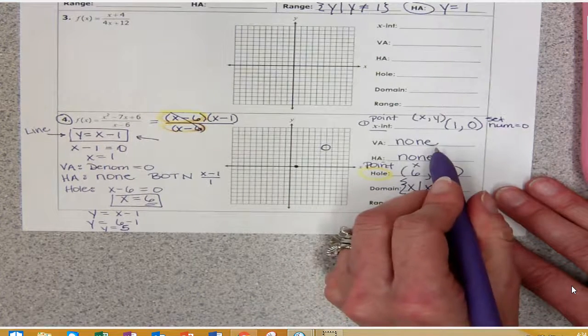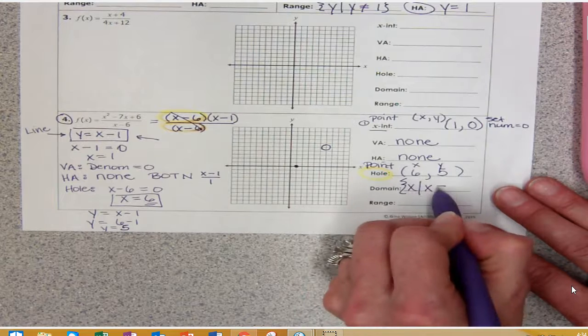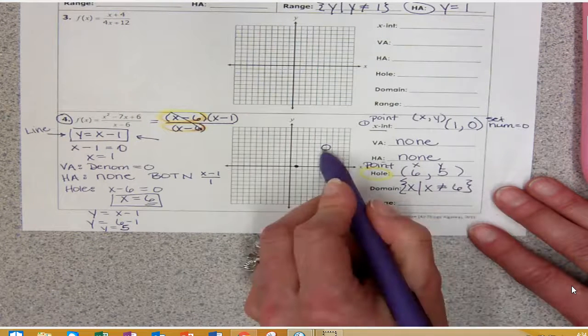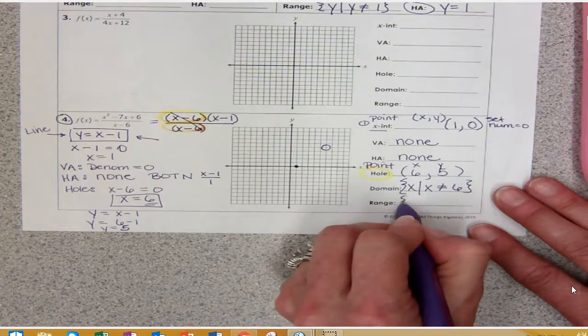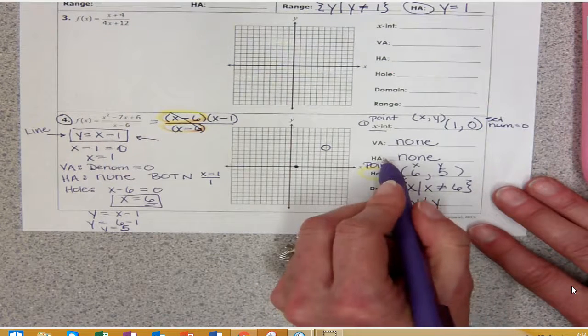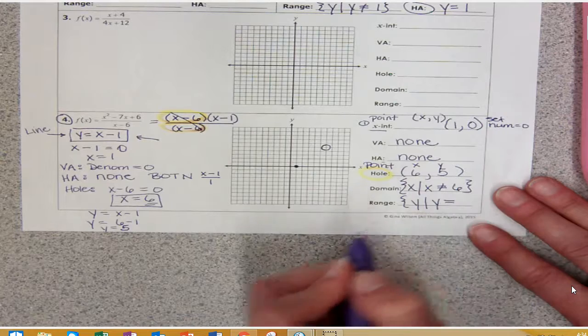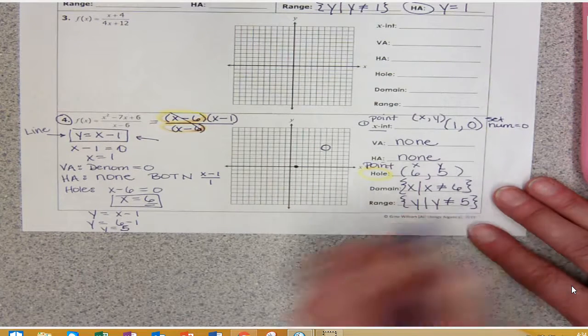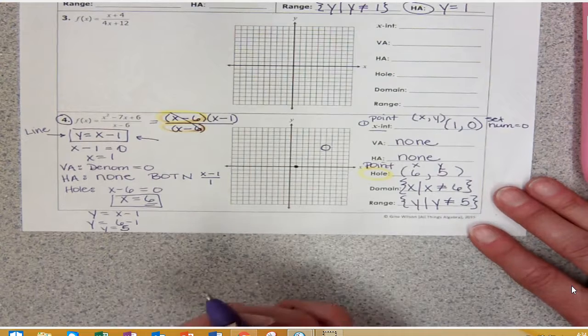There's no restriction for my vertical asymptote, but the only restriction is that x cannot be 6 because it's in this hole. Same with my range. There's no horizontal asymptote, so there's no restriction there, but there is a restriction at 5. So we've got domain and range is that.